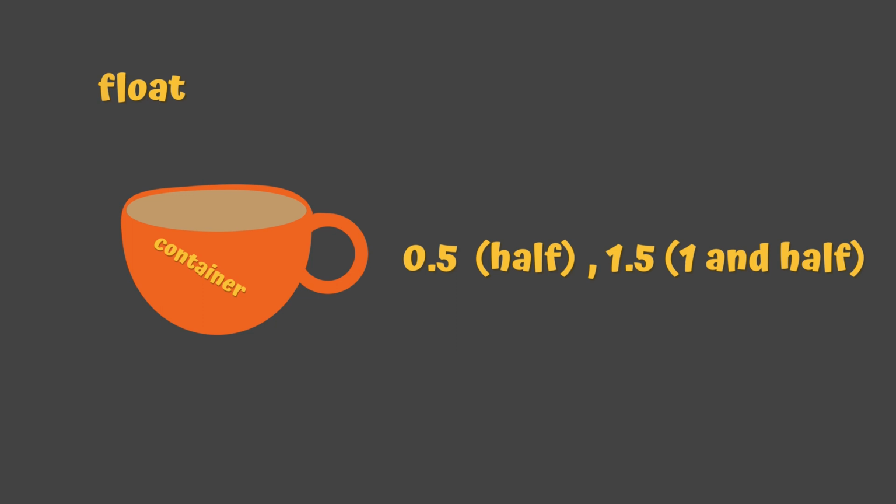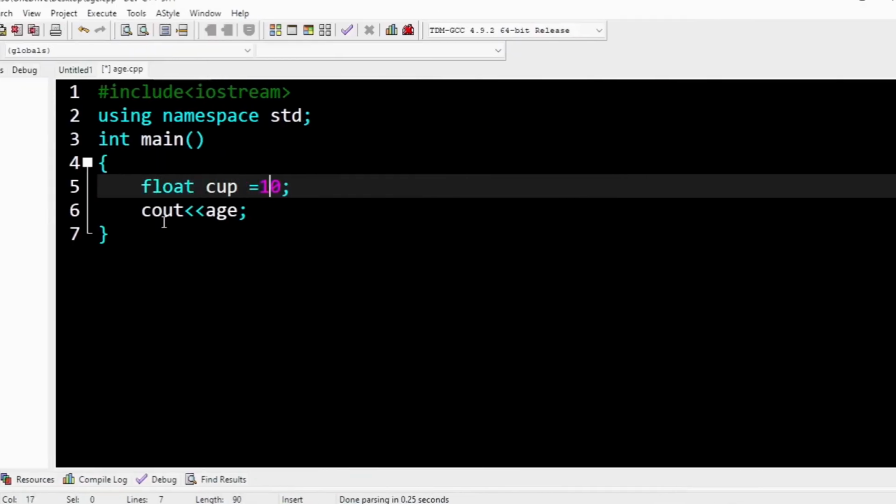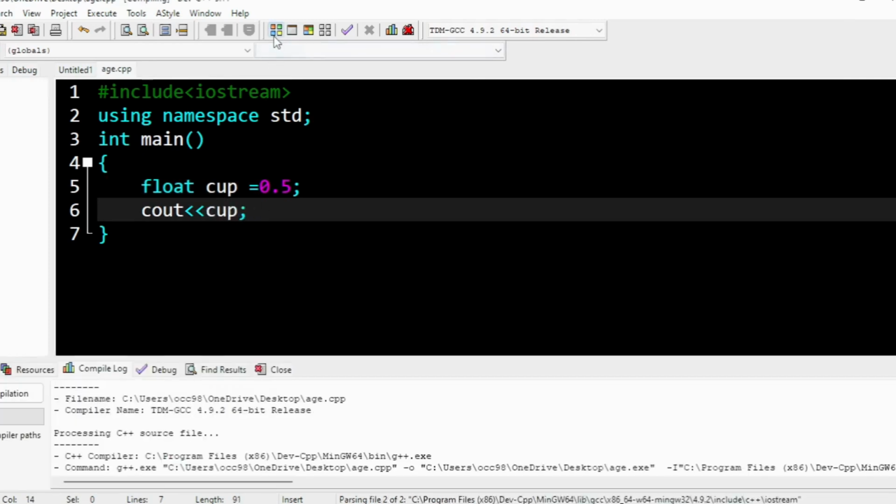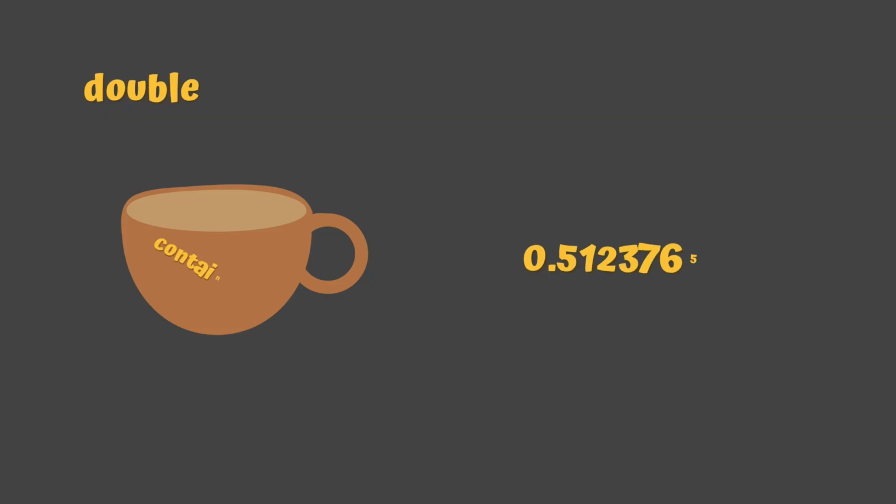When you need to store decimal numbers like halves or 1/2, you should use a container like float. For example, when you have to store a half cup of tea, like 0.5. When you require more precise storage of decimal data, you use a container double.